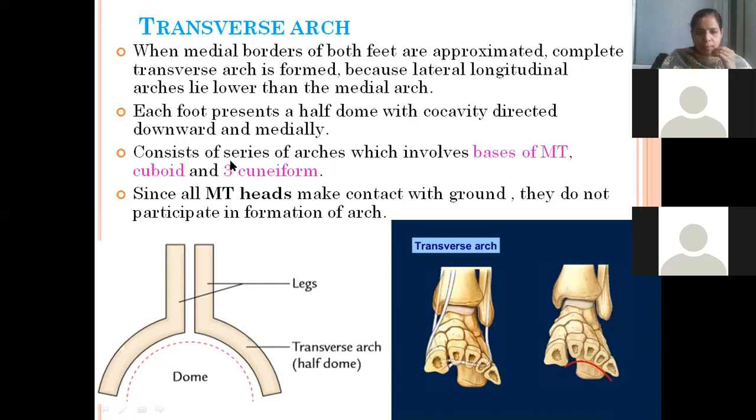the lateral longitudinal arch is lower. We know this is a lower position, and I told you the circle is more with the medial arch and less with the lateral arch. So it looks like this. Each foot is presenting a half dome with the concavity directed downwards and medially. Each foot, this is a half dome, this is also a half dome. Both together form a complete dome, and you will see the direction is downwards and towards the midline.